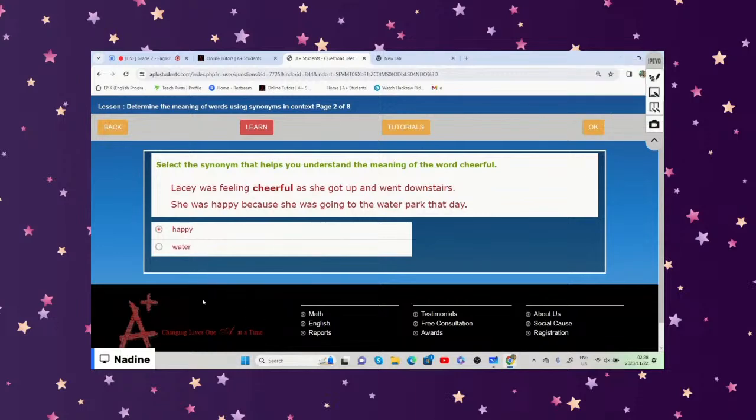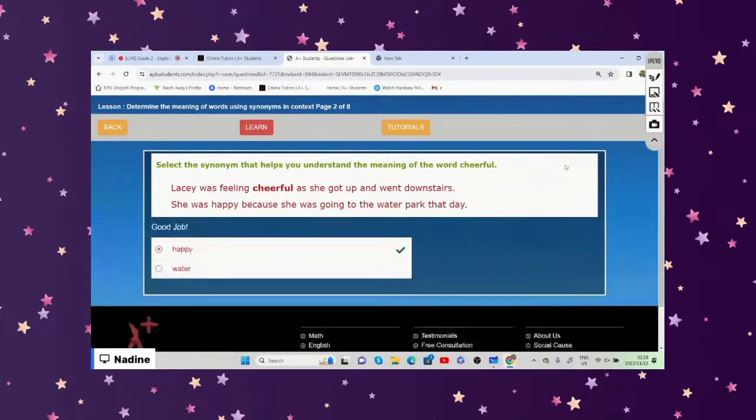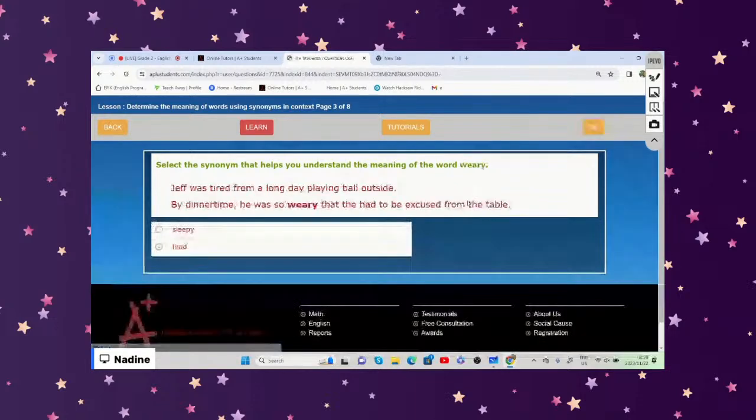So Lacey was feeling cheerful as she got up and went downstairs. She was happy because she was going to the water park that day. And happy is a word similar in meaning to being cheerful. If you're cheerful, you're happy. If you're happy, you're being cheerful. And happy is correct. So well done, guys.